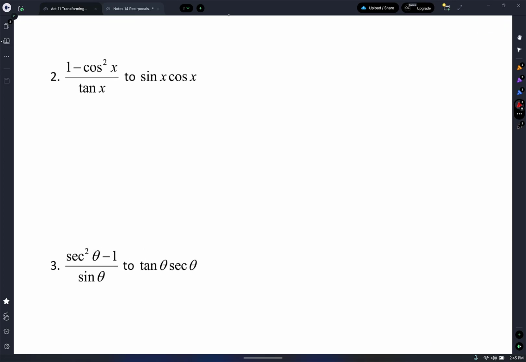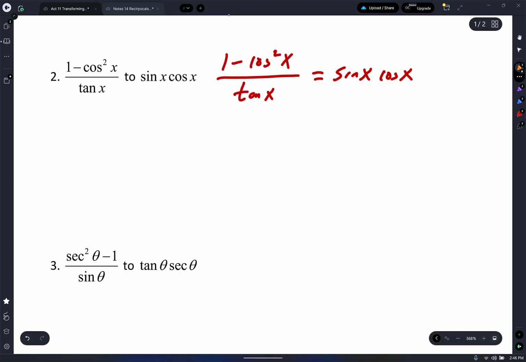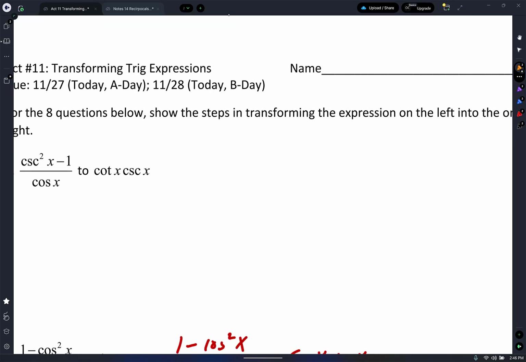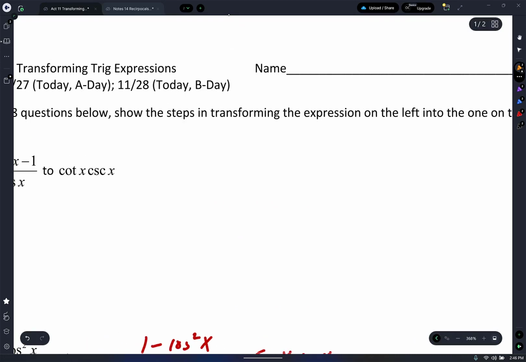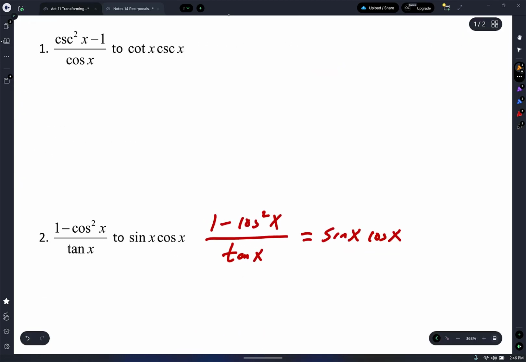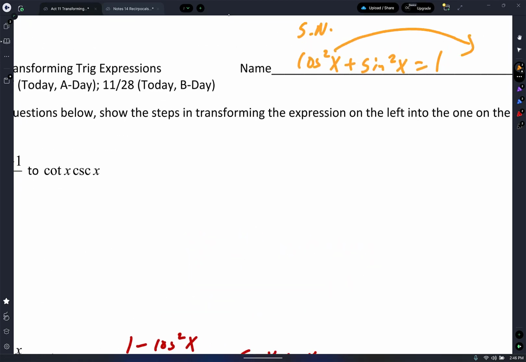Number 2 says transform. So here's what they want me to do. (1 minus cosine squared x) over tan x, they want me to transform that to sine x cosine x. Okay, you guys ready? Side note. I know that cosine squared x plus sine squared x equals 1. And immediately I see 1 minus cosine squared x. So if I move the cosine squared to the side, sine squared x is equal to 1 minus cosine squared x. Do you guys see that?